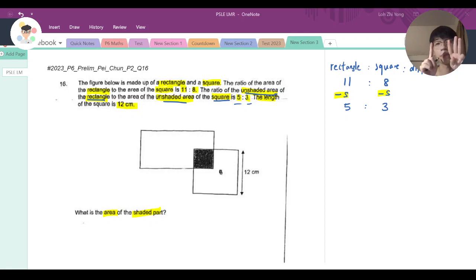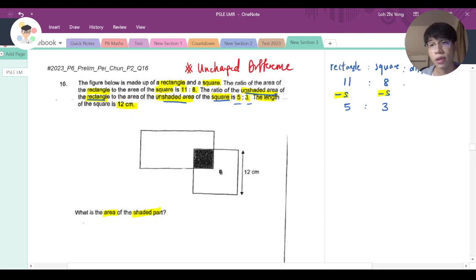The same thing, if I add back 1, add back 1, it is still the same. So as long as I minus the same or add back the same amount on both sides, the difference will be the same. Okay, that's the theory for this. This is actually a concept called unchanged difference. Okay, let's move on.